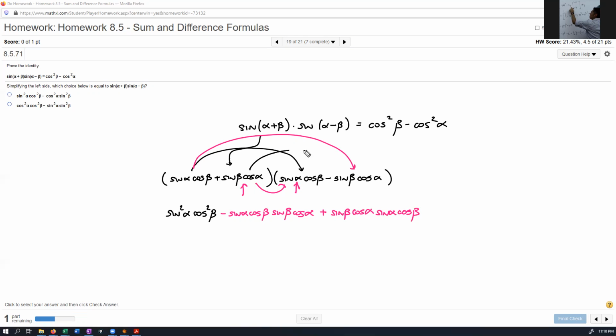Then the last multiplication is here to here. One of them is positive, the other one's negative, so I get minus. And then we have two sine betas being multiplied together, so that's sine squared beta, and two cosine alphas being multiplied together, so that's cosine squared alpha. And the big thing was that these middle ones go away. So what you're left with is, oh, okay, so we're not done.